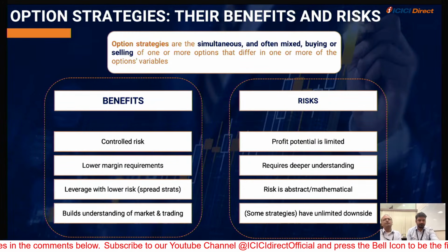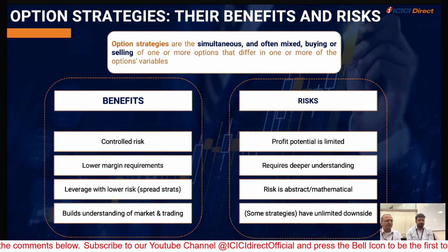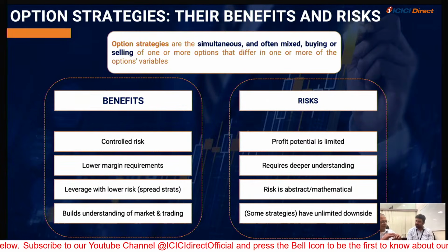Suppose you were going to buy a future or an underlying, and you would need to build a very large position to benefit from a 1% move. Here you can buy an option, so you can go long a call option and then sell.